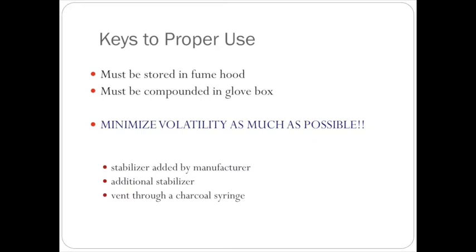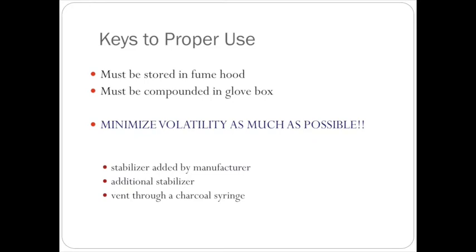The other thing that we can do is try to minimize volatility as much as possible. If you actually see the iodine that we get from a manufacturer, they add a variety of stabilizers to the formulation to try to keep the pH more on the basic side. And so essentially by doing that, it does help cut down on the volatility. Some people add additional stabilizer, whether or not that's absolutely necessary. For some people it's just a normal practice, other people don't do it.